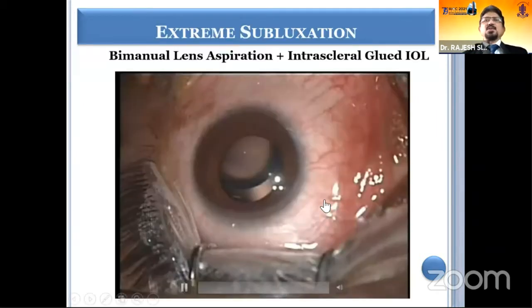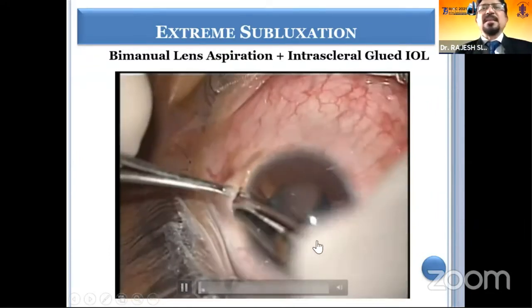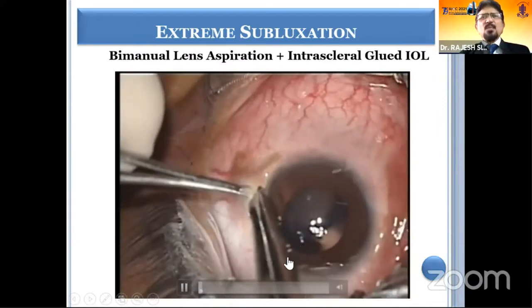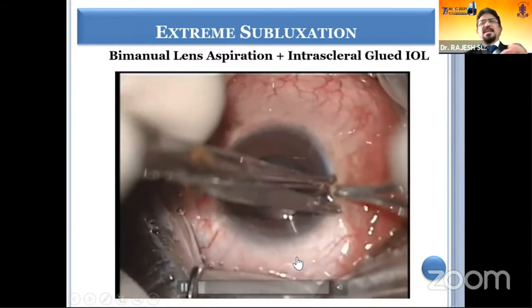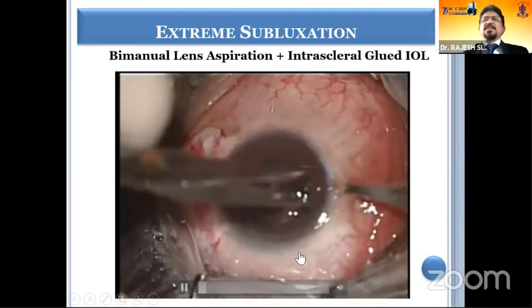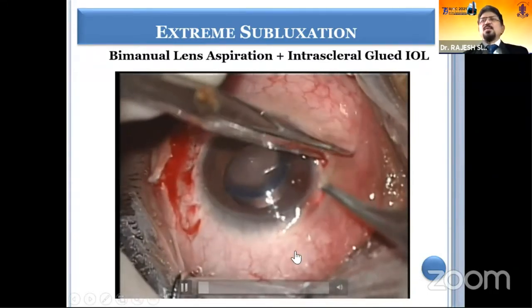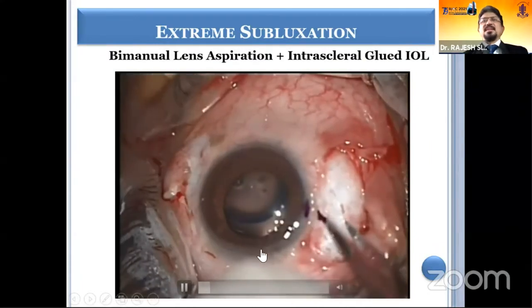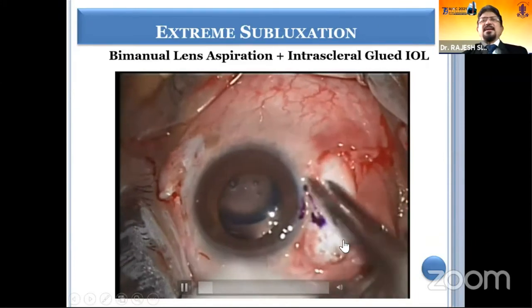Now, I would just like to show a small video clip of a case with an extreme subluxation, wherein one may think of fixing the bag by segments and by rings, etc. But if it's a progressive zonulopathy, in that case, I will not prefer to do a bag fixation, and I will do a scleral fixation of IOL. This is a technique which I have modified my own way.